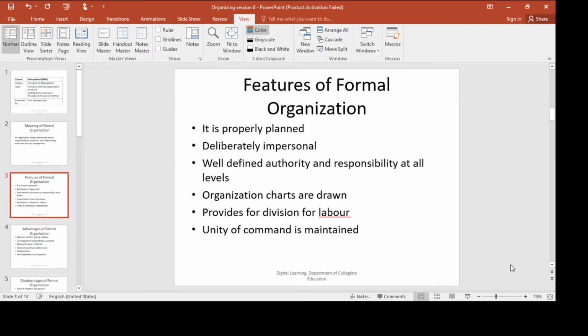Now we'll see the features of formal organizations. The formal organization structure is very simple and properly planned, which is deliberately impersonal. It is based on delegated authority, and the relationships and accountability at all the levels of the organization will be clearly defined. Organizational charts are usually drawn and unity of command is normally maintained in this type of organization.